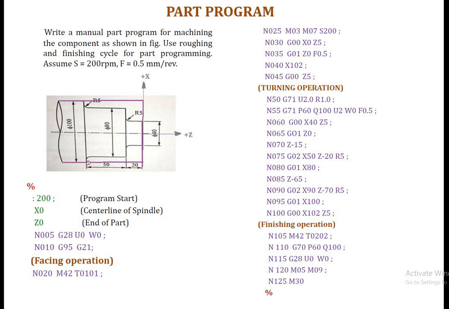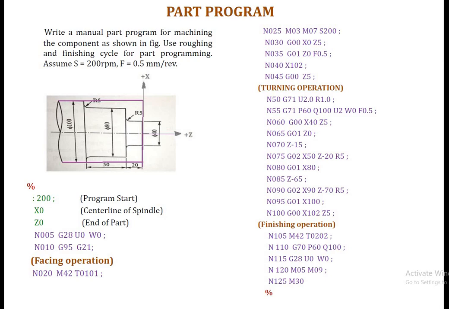Here is the final finished component. We want to machine this component, and the purple color shows the raw material. We have to machine it to get the final finished product. Use a roughing and finishing cycle for part programming. Assume spindle speed 200 rpm and feed rate 0.5 mm per revolution. We'll start the part program for this roughing and finishing cycle.